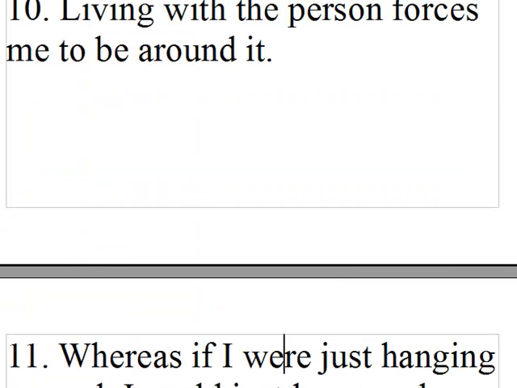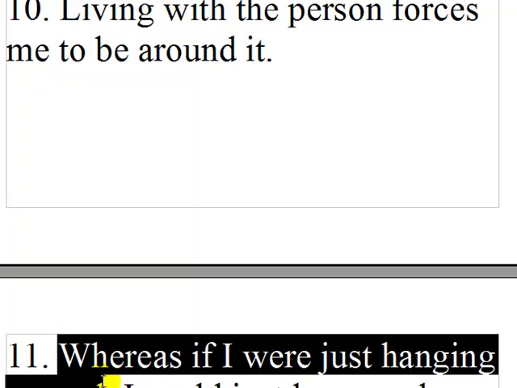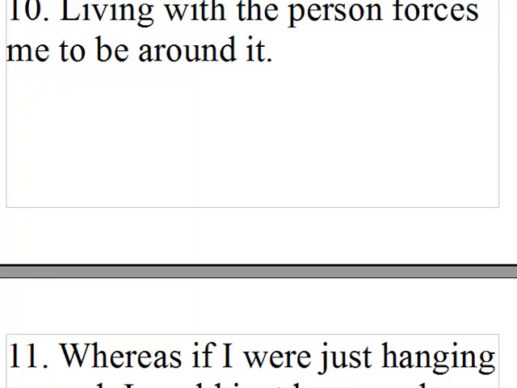11 is a complex sentence. You can probably guess why: you have "whereas if I were just hanging around, I could just leave and go elsewhere." So that's a complex sentence. Now the problem is the writer is using mostly simple sentence styles, which is actually not very effective. That's actually not the way you want to do your writing. You want to have a combination of the different kinds of sentence types.